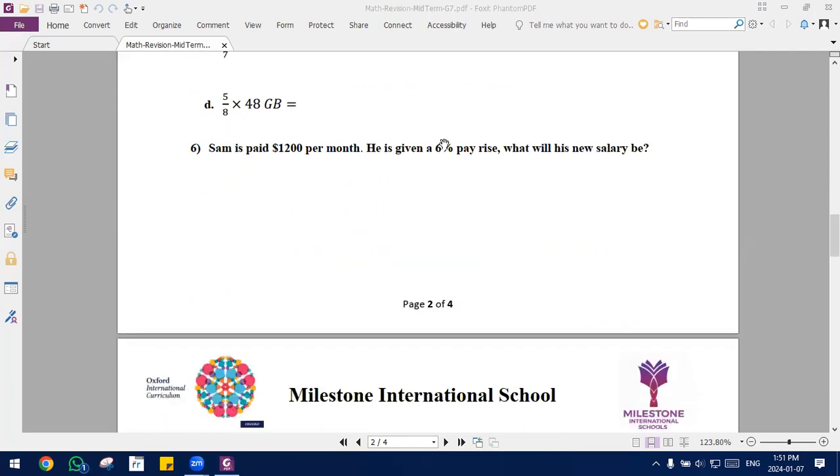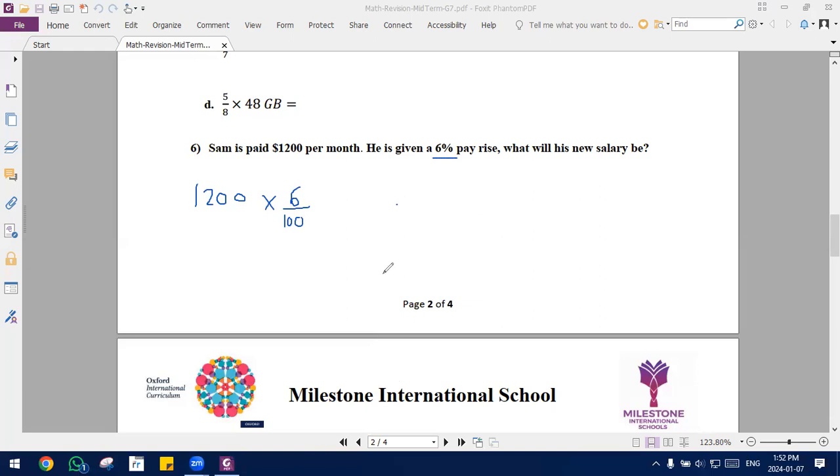Now, question number 6. Okay, this is about percentage. We have Sam, who is paid $1,200 per month. This is his salary. So he's given a 6% pay rise. So the company decides to raise his salary by 6%. What will his new salary be? First of all, we need to find the value of the 6% that is extra. How do we find it? We do 1,200, which is his original salary, times 6%. This is how we write 6%. It's always over 100, the percent.